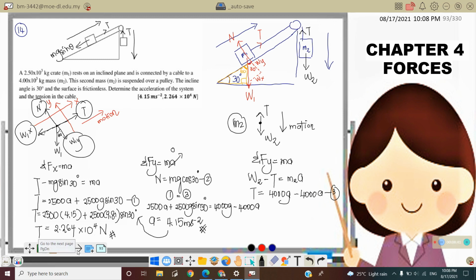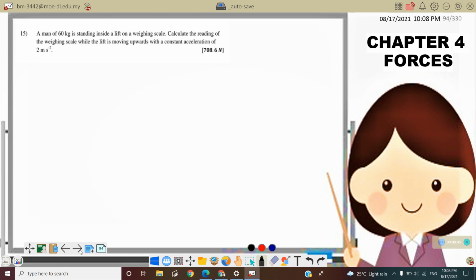Okay, next one we will go to question number 15. The next question: a man of 60 kg is standing inside the lift. So this is a lift case. This is a lift, this is a man and he is standing inside, on a weighing scale. Calculate the reading of the weighing scale where the lift is moving upward.